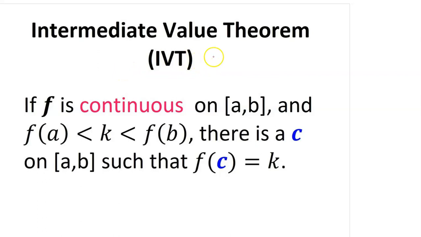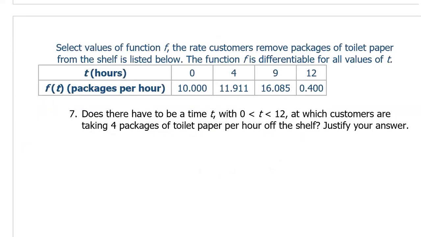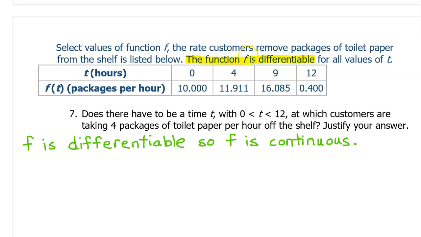In order to use the intermediate value theorem, we have to know that f is continuous. In the setup, we are told that the function f is differentiable, but we are not told that it is continuous. If a function is differentiable, it is automatically continuous, but we must add this statement right at the beginning to confirm this. F is differentiable, so f is continuous. Now we can use the intermediate value theorem.